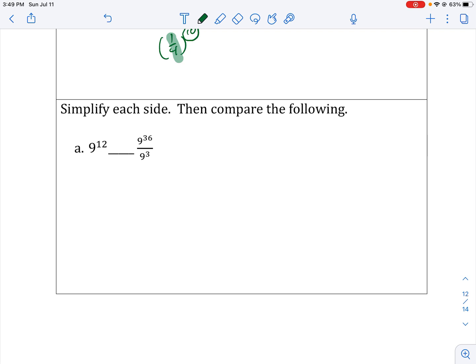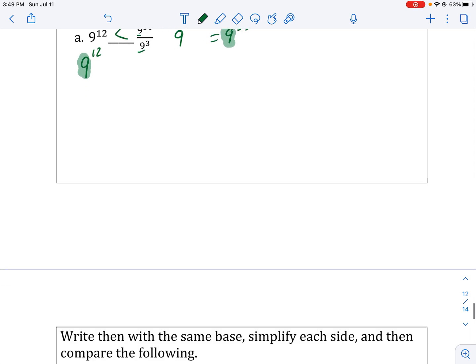Let's simplify. All our base numbers are the same, so I'm leaving 9 to the 12th. Here, I'm dividing like bases. When I divide like bases, I subtract my exponents. I get 9 to the 33rd. Since my bases are both integers and they're both the exact same, I look at my exponents. 33 is bigger than 12. 9 to the 33rd power is larger than 9 to the 12th power.